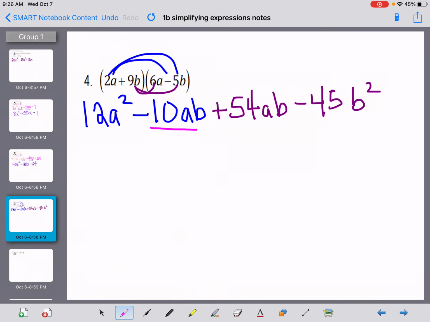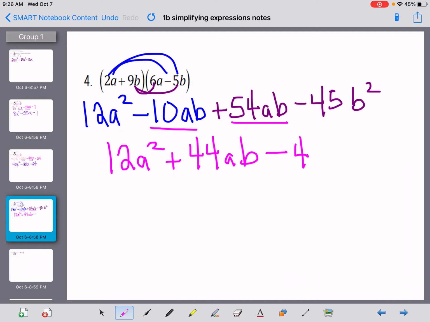And our like terms are here. And we end up with 12a squared. That didn't change. We don't have any like terms with it. Plus 44ab minus 45b squared.